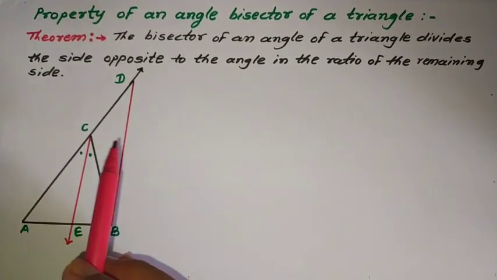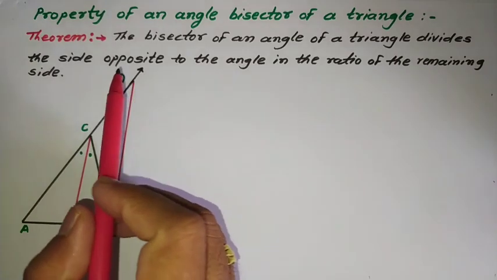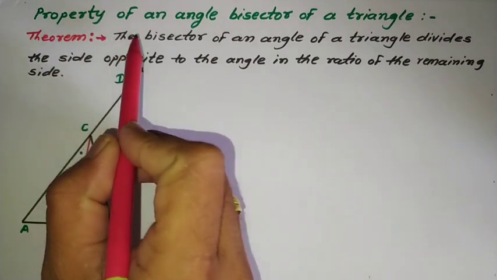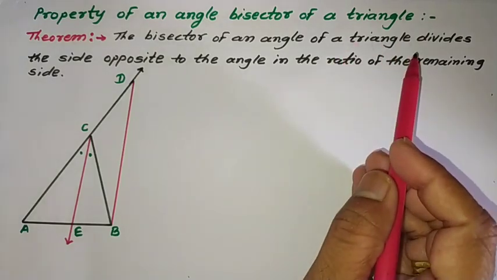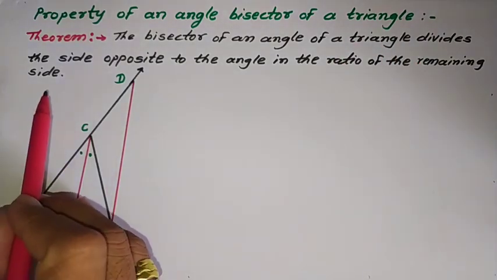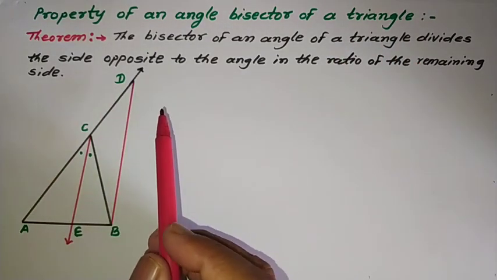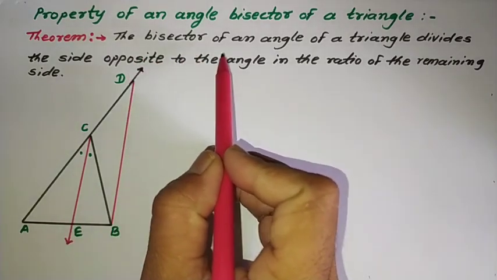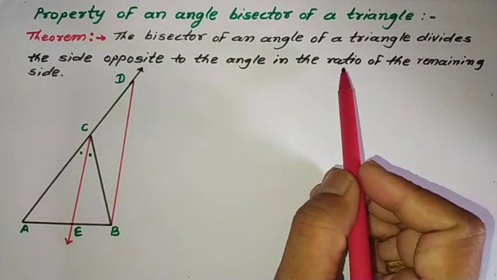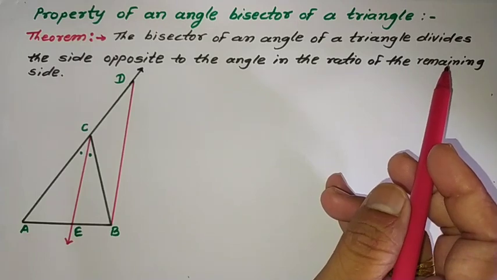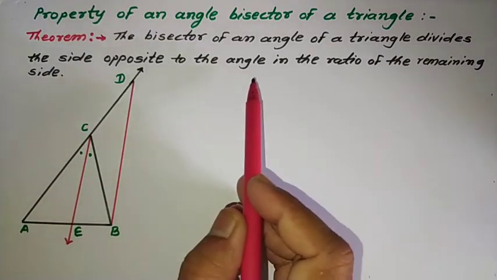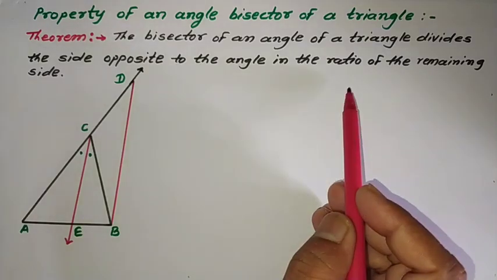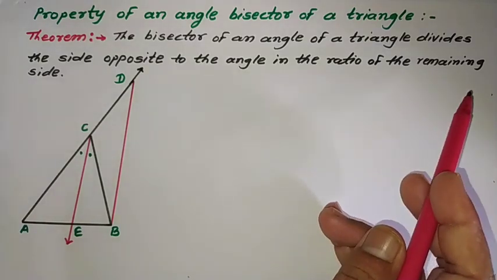Let's learn the following theorem: property of an angle bisector of a triangle. The statement of the theorem: the bisector of an angle of a triangle divides the side opposite to the angle in the ratio of the remaining sides.